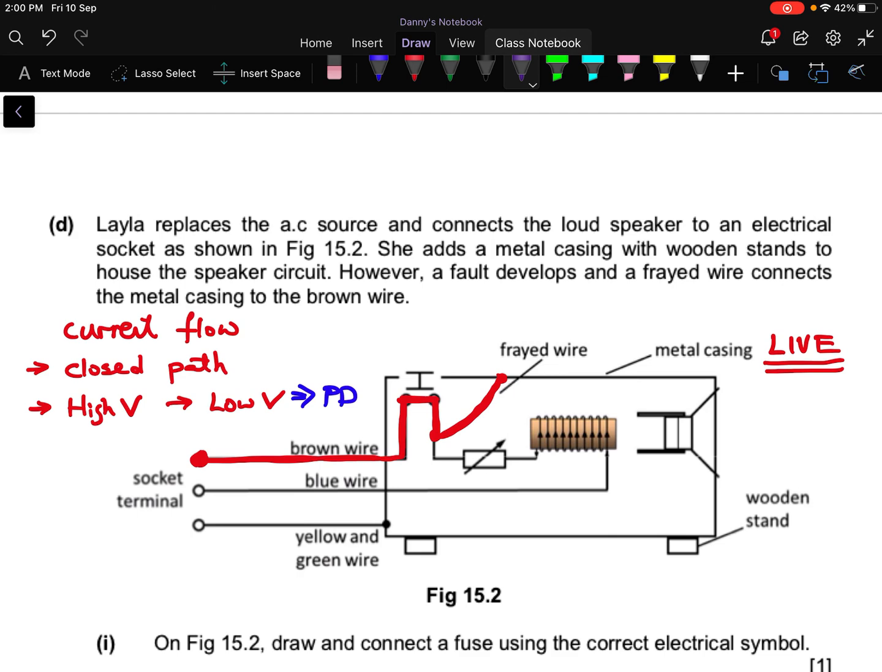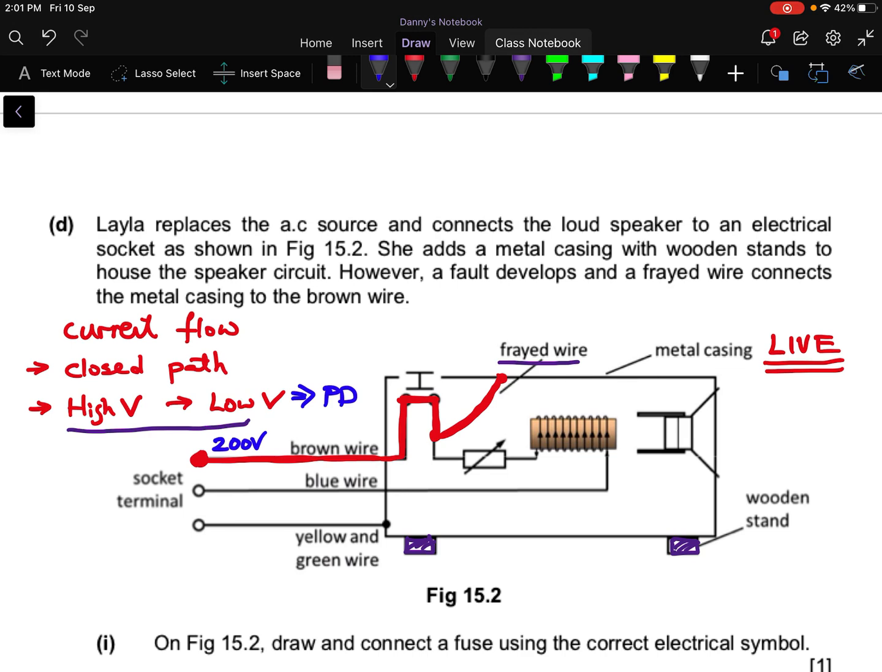In this diagram, the casing is resting on a wooden stand, meaning that it is not connected to the ground. So technically speaking, if you are just telling me that due to the frail wire the current will flow to the casing, I would say that you are wrong, because you have not provided this part. Where is the low voltage that you are talking about? From the brown wire, this is your high voltage. So in order for you to say that there is current flow, you must satisfy two things: there must be a closed path, and number two, from high voltage to low voltage. So where is the low voltage?